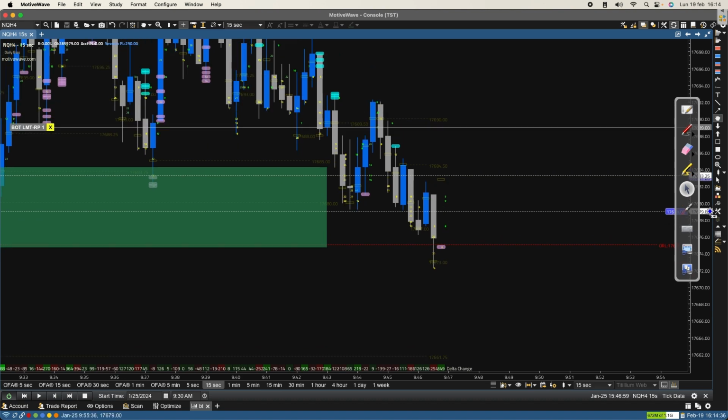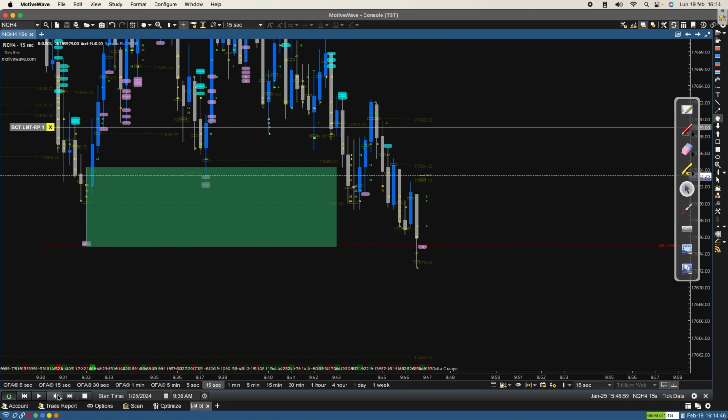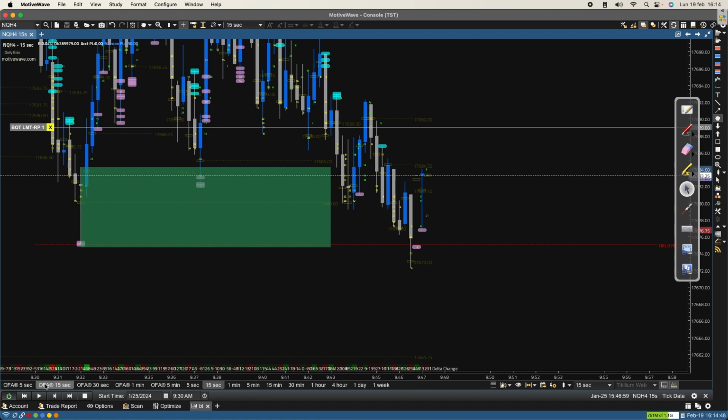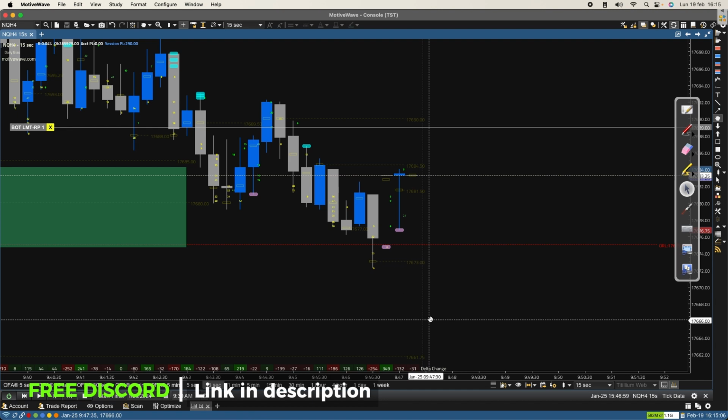Price grabbed the liquidity here. We have to see what is going to happen. Okay, so now we have a break of structure here. Price got the lows, grabbed this liquidity. We have an absorption. What I don't see is a climax as well. So this could be a second trade.